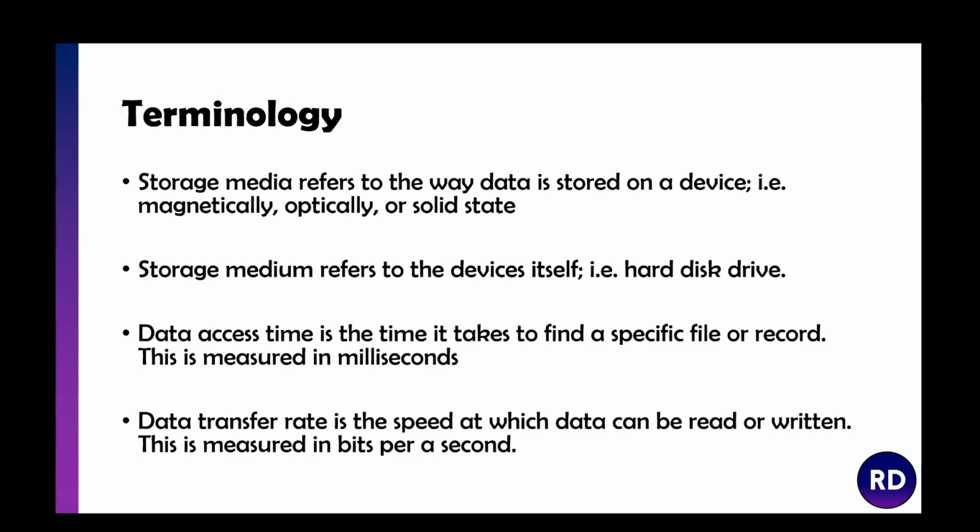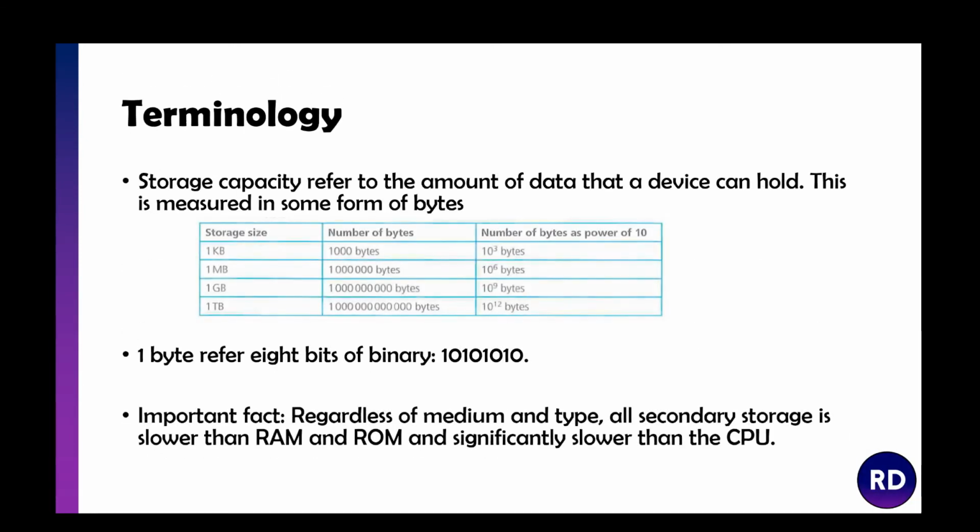Storage media refers to the way data is stored on a device, such as magnetically, optically, or solid state. Storage medium refers to the device itself, such as a hard disk drive. And data access time is the time it takes to find a specific file or record, which is measured in milliseconds. And data transfer rate is the speed at which data can be read or written, and this is measured in bits per second or BPS. Storage capacity refers to the amount of data that a device can hold, and this is measured in bytes, kilobytes, megabytes, gigabytes, terabytes. And 1 byte refers to 8 bits of binary.